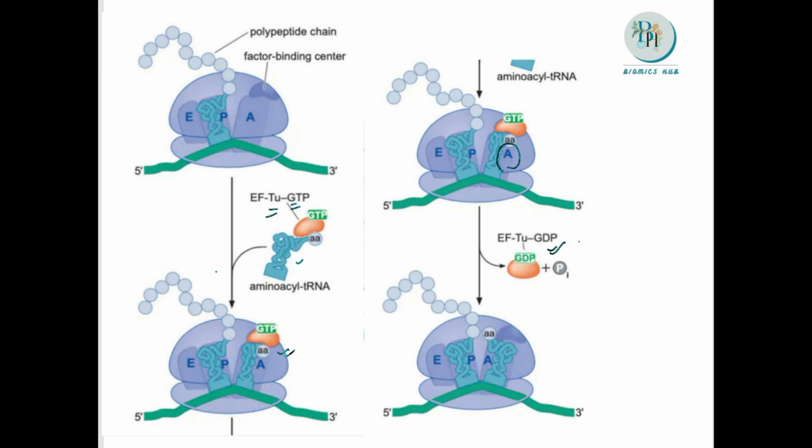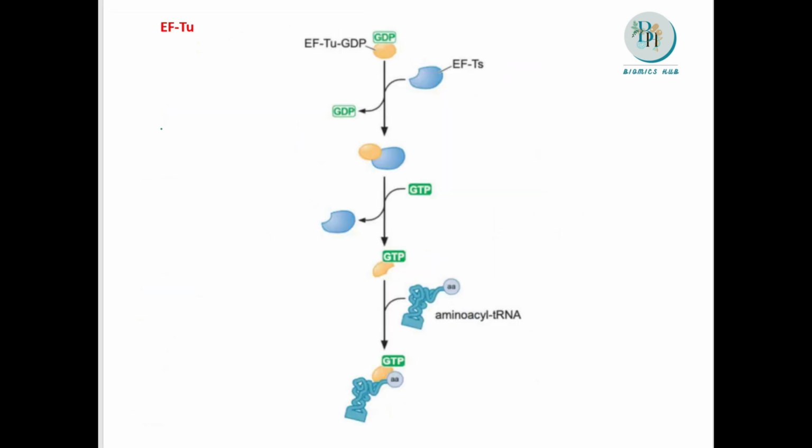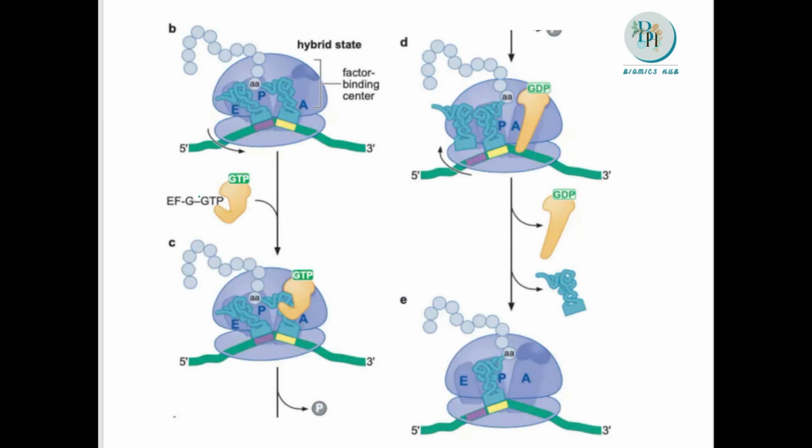To take another tRNA, it will again be converted into the GTP form. This work is done by another elongation factor, which is known as EF-Ts. This EF-Tu, when it is in the GDP form, cannot work. So EF-Ts removes the GDP and gives the GTP. Now the EF-Tu is active, so that it can take another amino acid tRNA and bind in the A site.